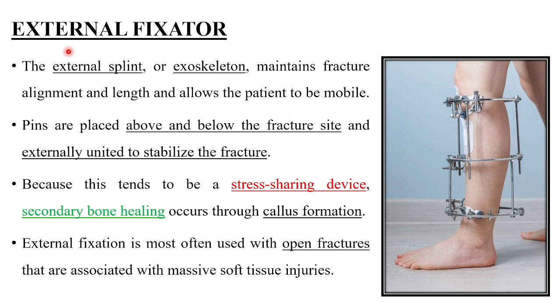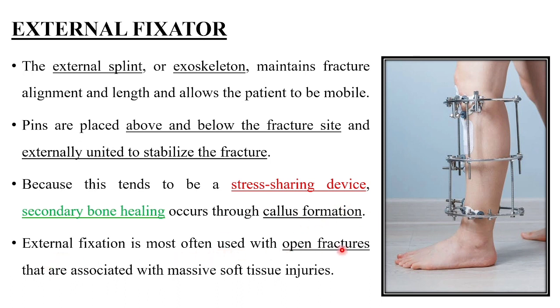So next is the external fixator. The external fixator is otherwise known as an external splint or exoskeleton. This maintains the fracture alignment and length and allows the patient to be mobile. Pins are placed above and below the fracture site, and they are externally united to stabilize the fracture. These are stress sharing devices, and secondary bone healing occurs through callus formation.